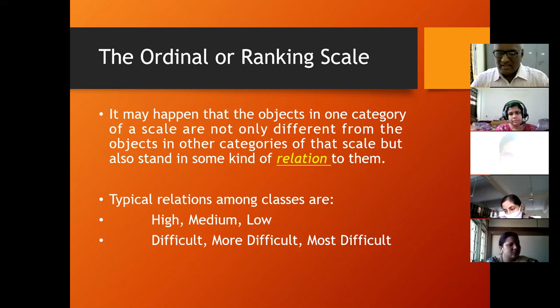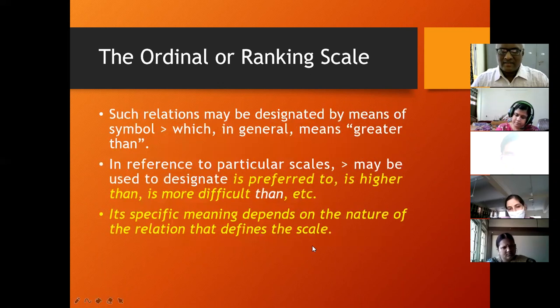We use the symbol greater than. More difficult is greater than difficult. Most difficult is greater than more difficult. Suppose you bring any order, high, medium, low, such a type of scale is called ordinal scale or ranking scale. We use the symbol greater than.